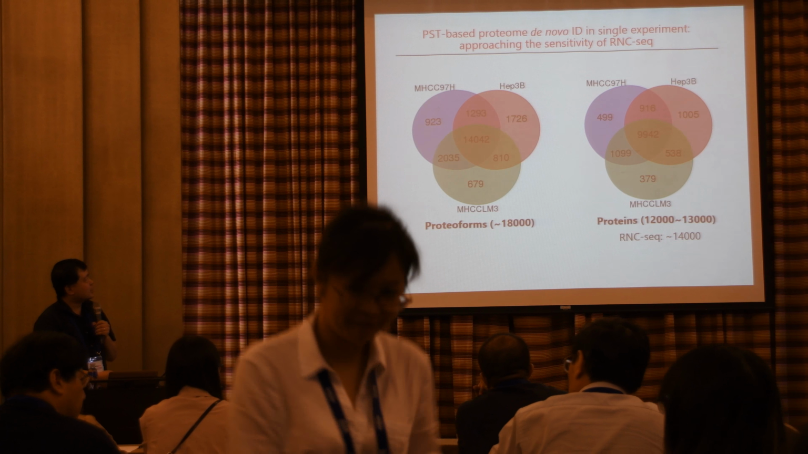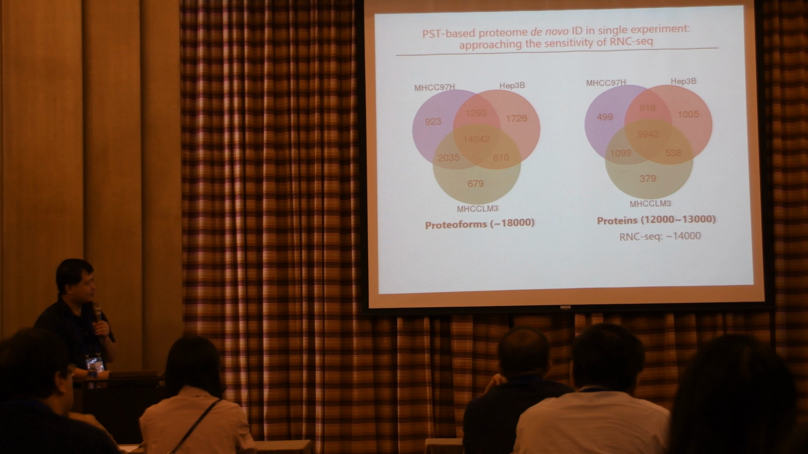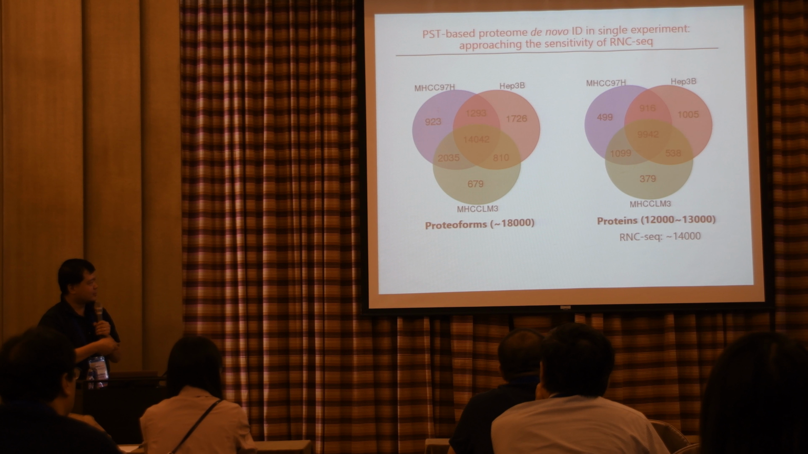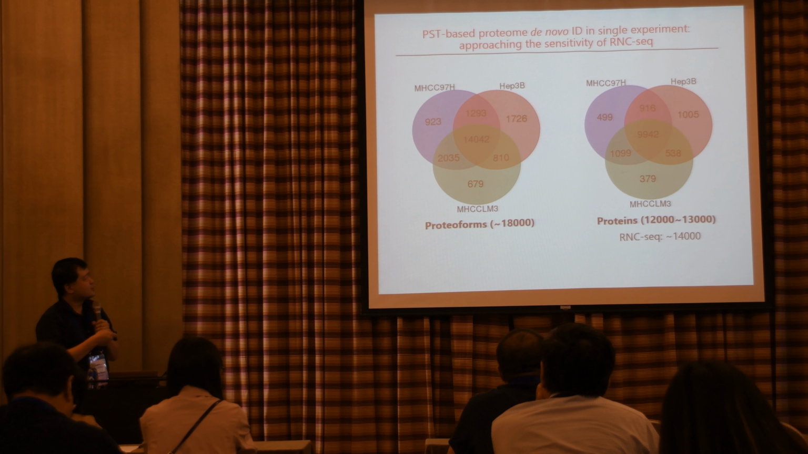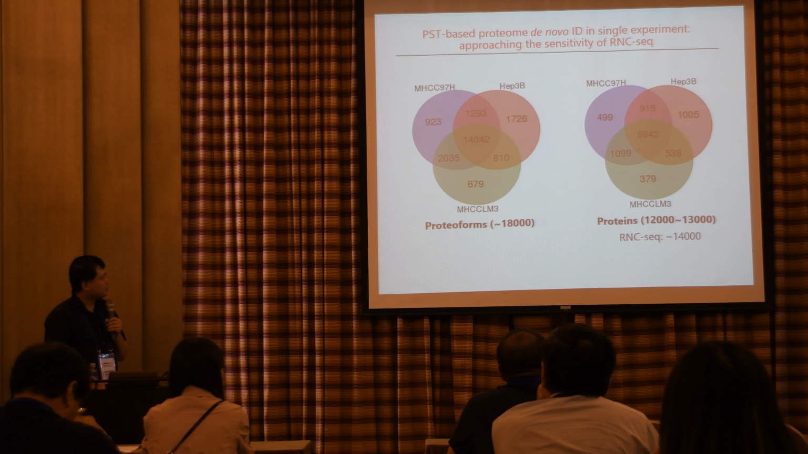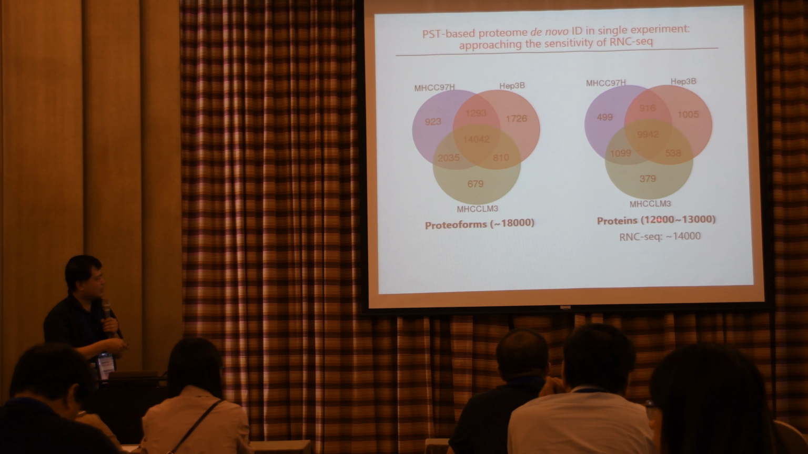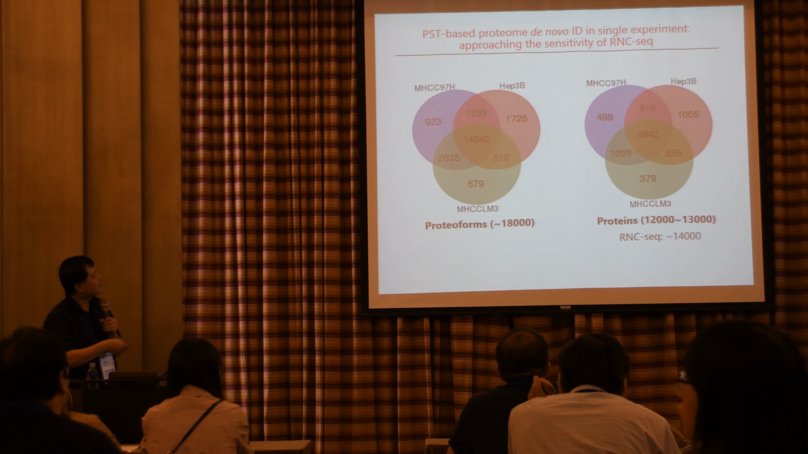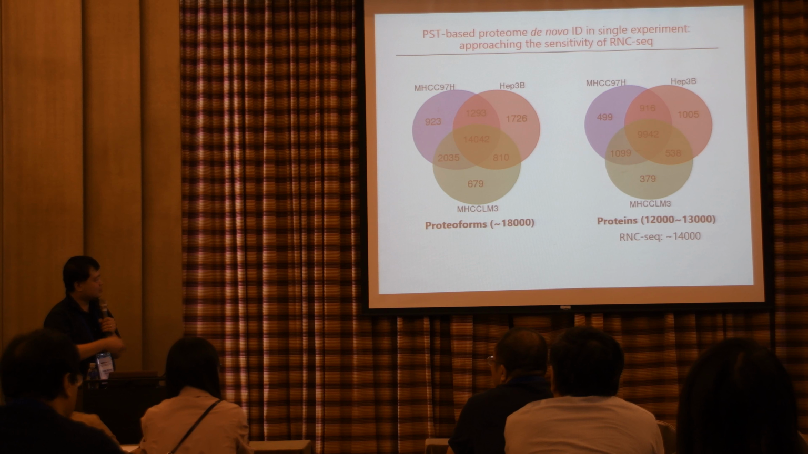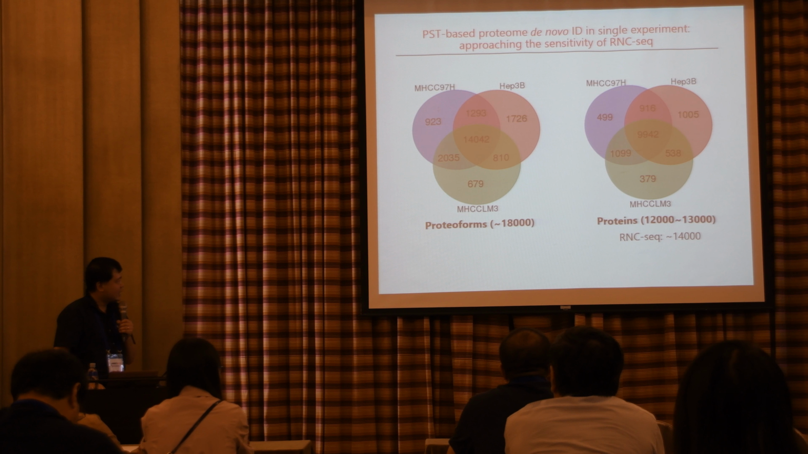So how powerful is such a PST-based proteome de novo identification? From these three cell lines, we identify 12,000 to 13,000 proteins in a single experiment, not multiple experiments, so single experiment. The RNC-seq identifies approximately 14,000 translating mRNA species. So you can see that the protein identification power is approaching the RNC-seq. If we seek the proteoforms, we can identify almost 18,000.